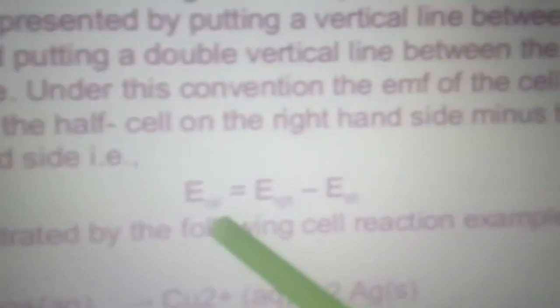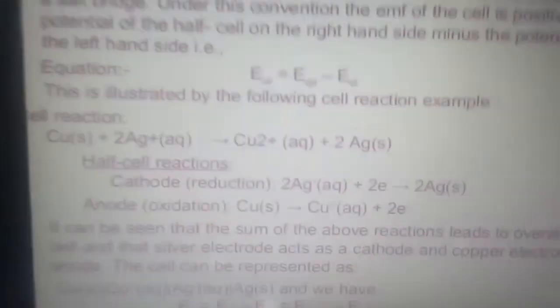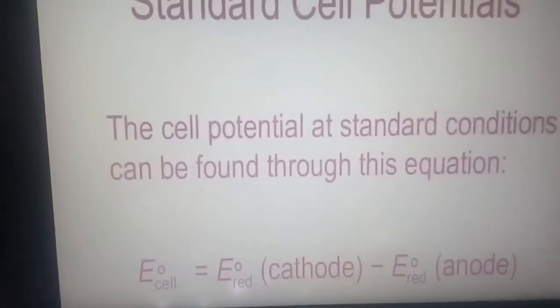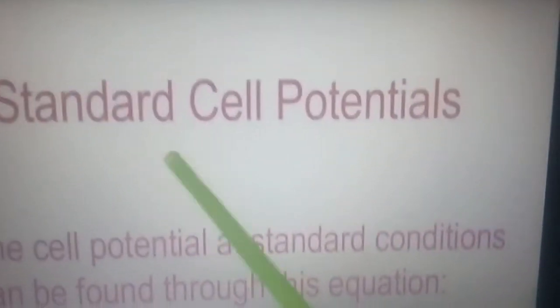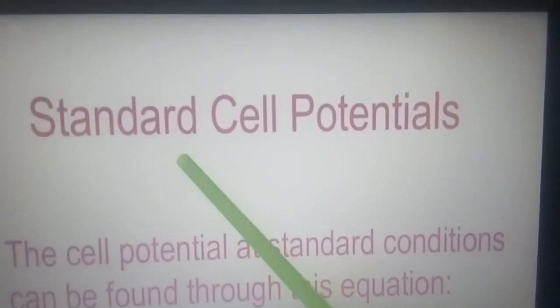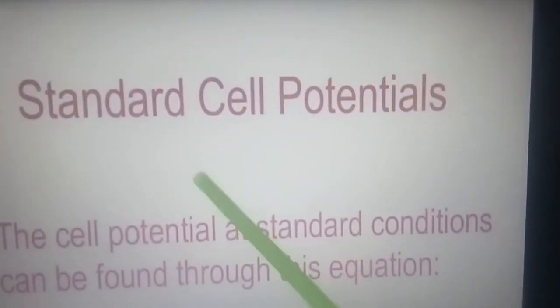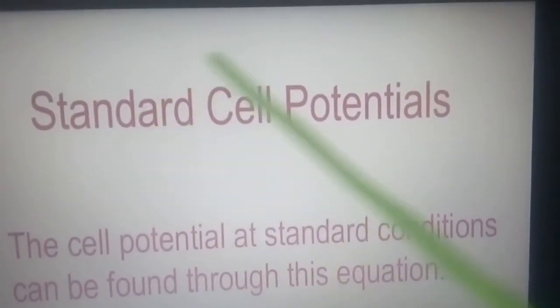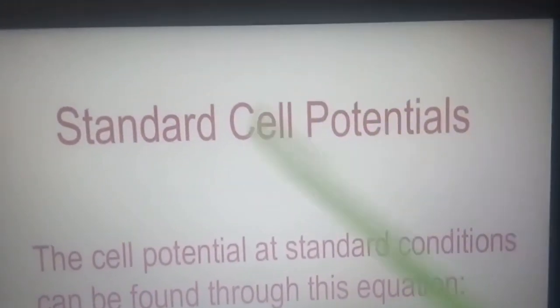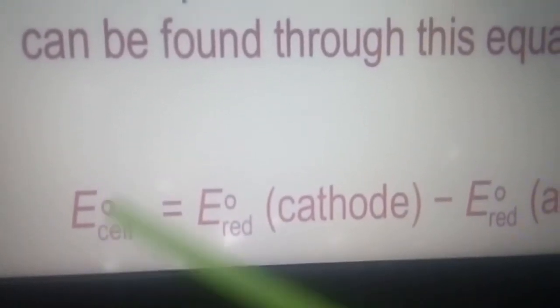This is the measurement of the E cell: E cell is equal to E right minus E left. Now if we consider the standard cell potential, whenever the electrolytes are at unit concentration, that means the concentration of the electrolytes is unity, then we call that cell potential the standard cell potential. That is denoted by E standard cell.